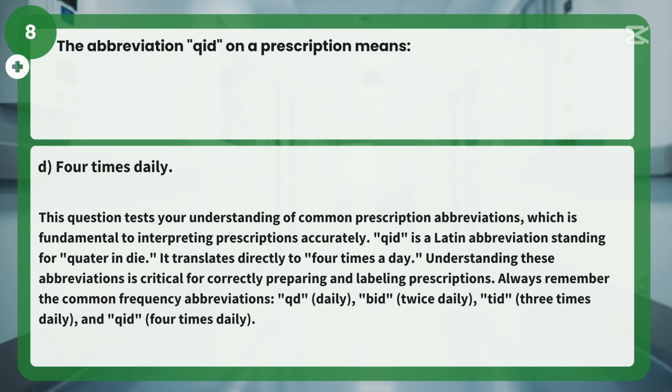This question tests your understanding of common prescription abbreviations, which is fundamental to interpreting prescriptions accurately. QID is a Latin abbreviation standing for quater in die. It translates directly to 4 times a day. Understanding these abbreviations is critical for correctly preparing and labeling prescriptions. Always remember the common frequency abbreviations: QD, daily; BID, twice daily; TID, 3 times daily; and QID, 4 times daily.